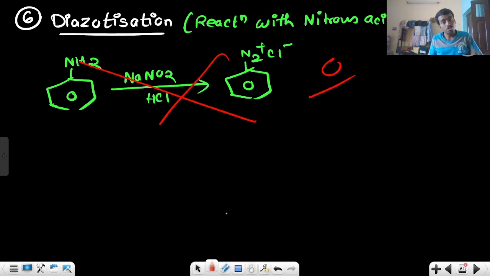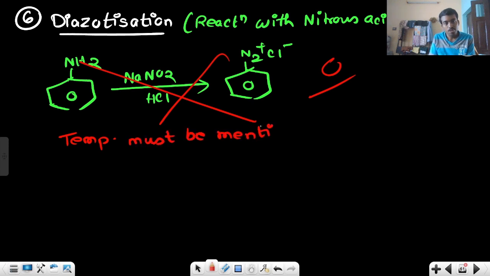Why? Because it is very, very important to mention the temperature when you are writing diazotization reaction, because diazo is stable only at that particular temperature. If you increase the temperature, it will not be stable. Nitrogen gas will be evolved. So if you are not mentioning the temperature when you are writing diazotization reaction, you will get a big 0 in your exam. Is it clear? So temperature must be mentioned. Clear?